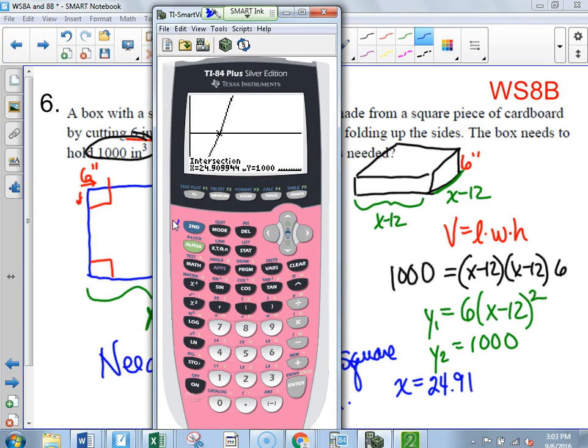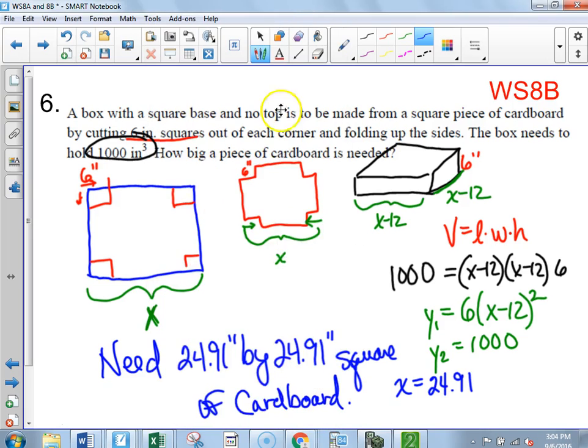But remember what the first thing I said was? X value has to be what? Positive and greater than 12? So if I reset my window to like negative 20 to 60, I can see both intersection points. But can X be negative 0.9 over here? No. So you need to just make sure within your window is a positive intersection point. That's a great question, though, that I should have addressed.